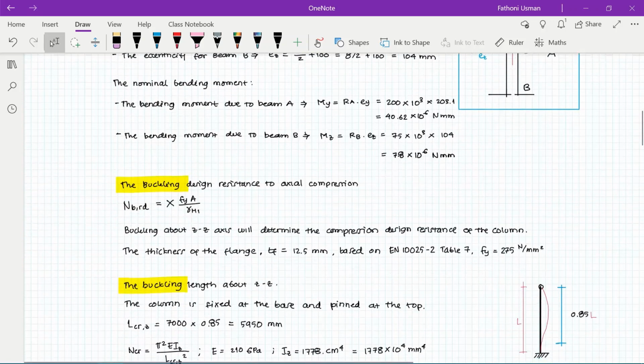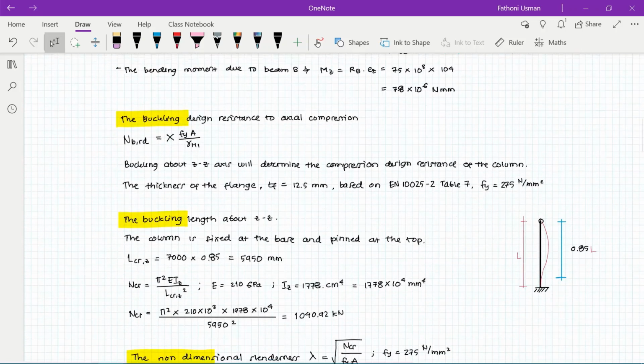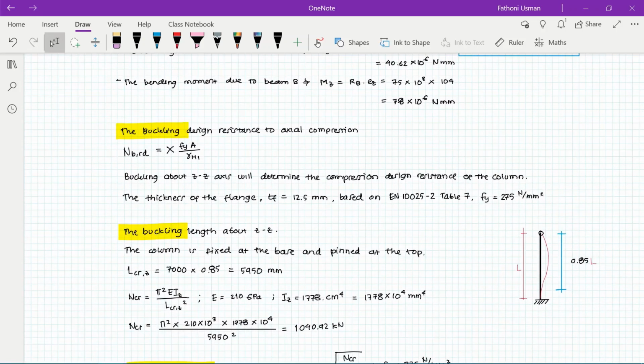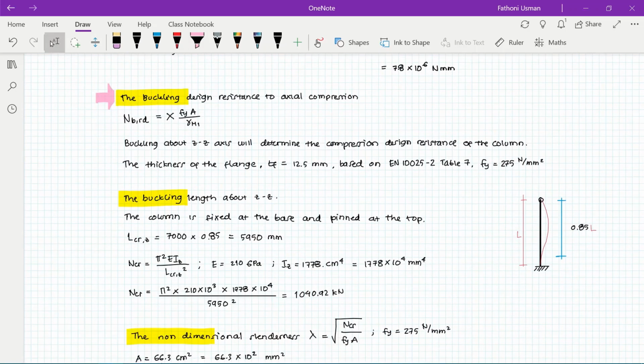So it is 7.8 kilonewton meter. Okay, so first, this is the first we have to calculate to determine the buckling design resistance to axial compression. So this is the expression. We can find this expression in clause 6.3.1 of Eurocode 3.1.1.